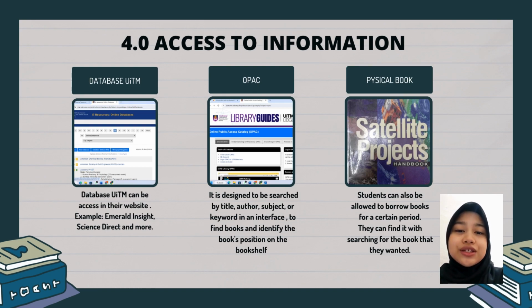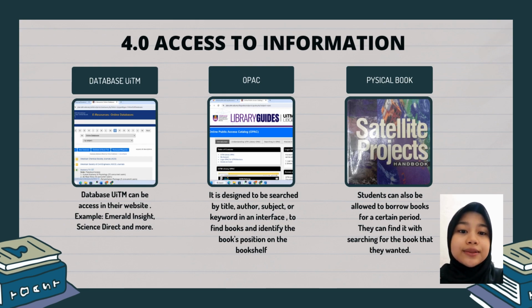And in addition, in our observation, we found that students can also use the OPAC system, which stands for Online Public Access Catalog, that can be found on the UiTM Library website. OPAC helps students to search for materials without a librarian's assistance. It is designed to be searched by title, author, subject, or keyword in an interface which is found more user-friendly than the previous card catalog.